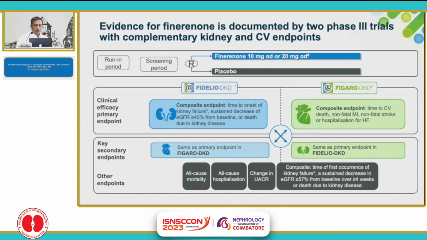Evidence was documented by two phase 3 trials with complementary kidney and cardiovascular endpoints. In Fidelio-DKD, the primary efficacy endpoint was time to onset of kidney failure, sustained decrease of eGFR of more than 40% from baseline, or death due to kidney disease. In Figaro-DKD, the composite primary endpoint was time to cardiovascular death, non-fatal MI, non-fatal stroke, or hospitalization for heart failure. The secondary endpoints were complementary. The primary endpoint in Figaro-DKD became the secondary endpoint in Fidelio and vice versa.